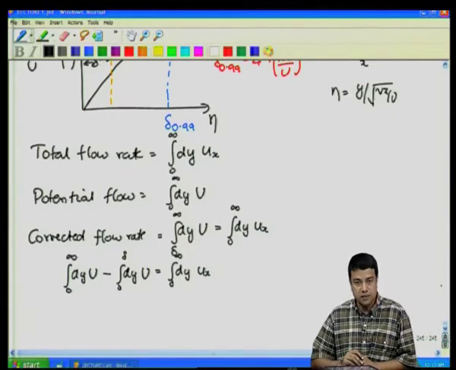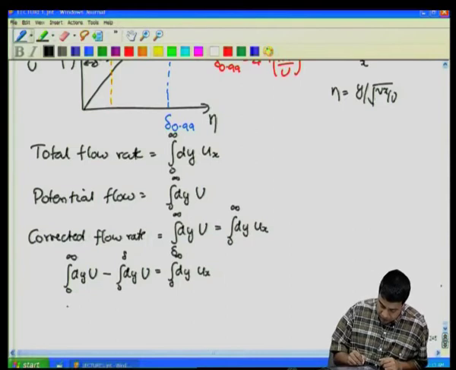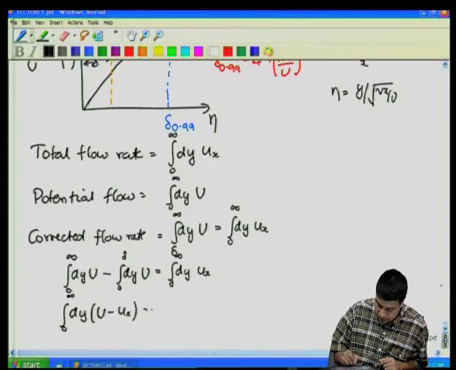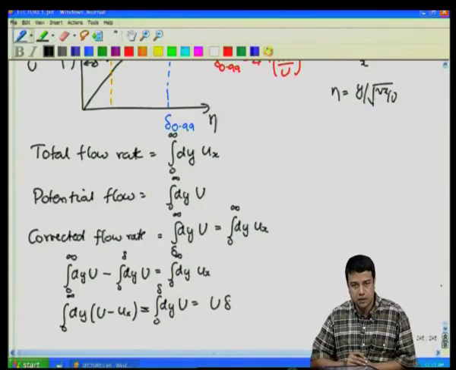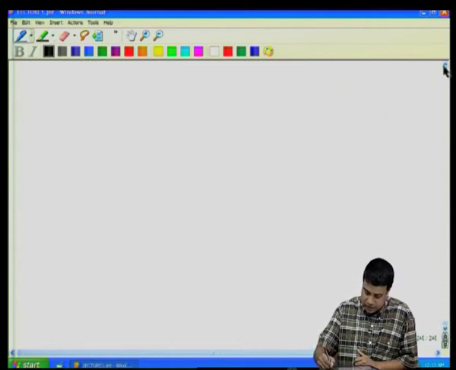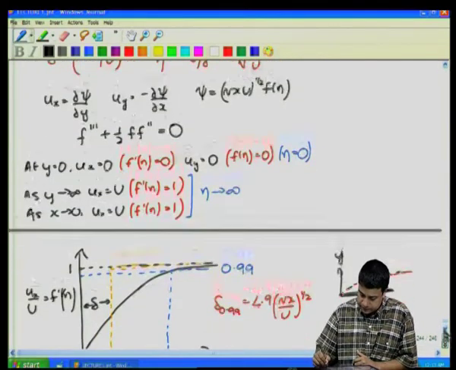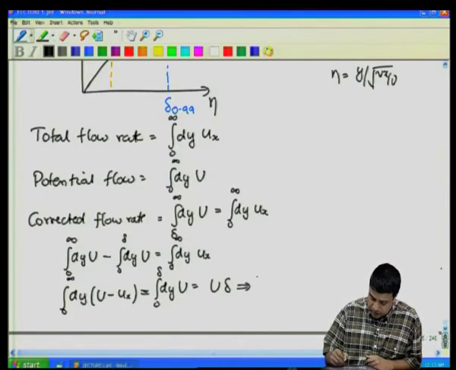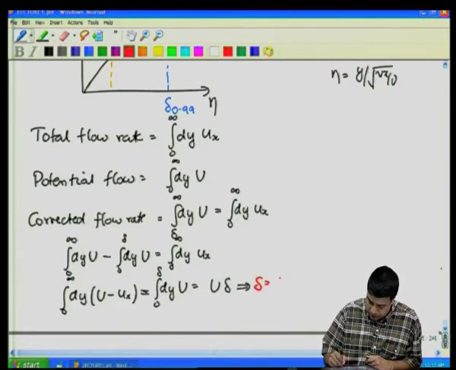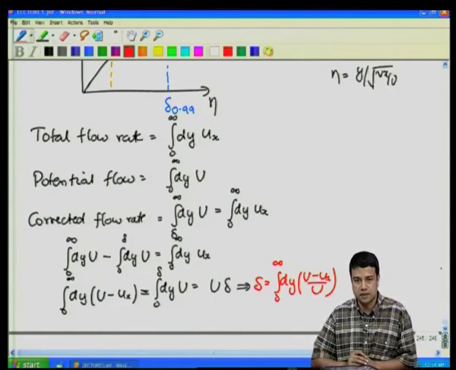So, I take the second term to the right hand side, I just rearrange this equation to get integral 0 to infinity dy (U minus ux) is equal to U times delta. Okay. This gives us the expression for delta itself. This implies that delta is equal to integral 0 to infinity dy (U minus ux) by U. Okay. So, that is the expression for delta that you get.